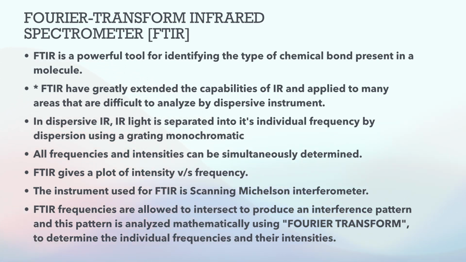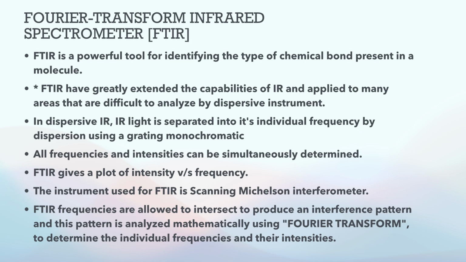FTIR has greatly extended the capabilities of IR and is applied to many areas that are difficult to analyze by the dispersive instrument. In the dispersive instrument, IR light is separated into its individual frequencies by dispersion using a monochromatic grating. All the frequencies and intensities can be simultaneously determined. FTIR gives a plot of intensity versus frequency. The instrument used for FTIR is a scanning Michelson interferometer.